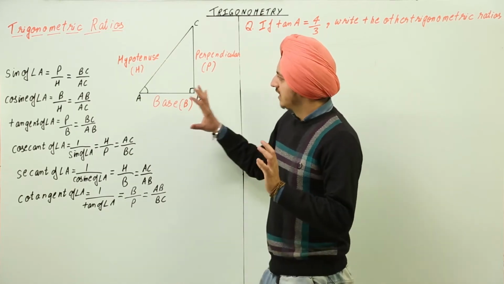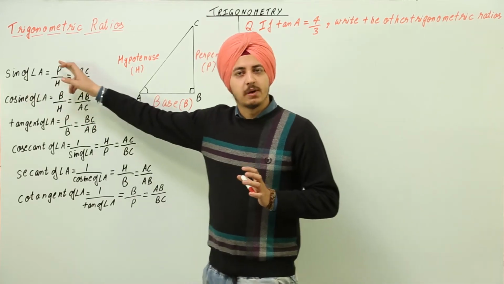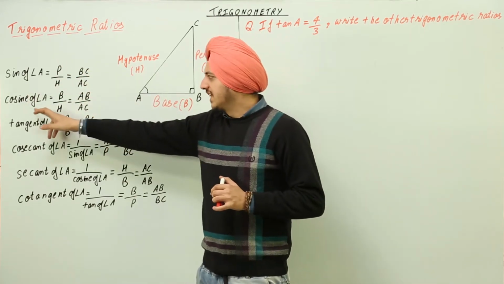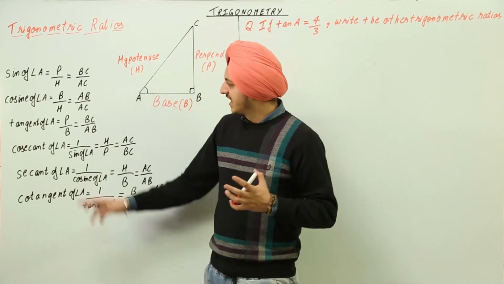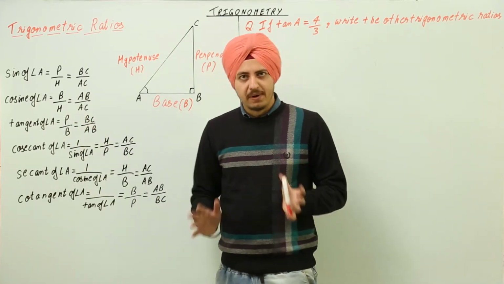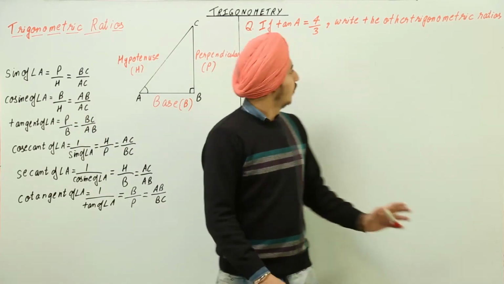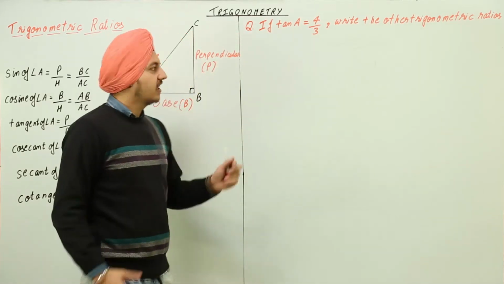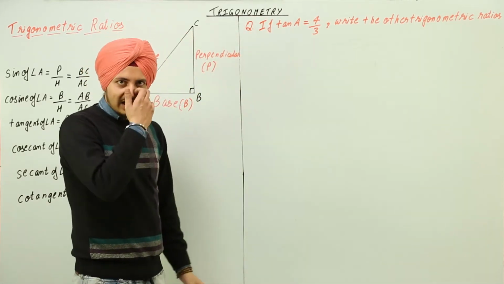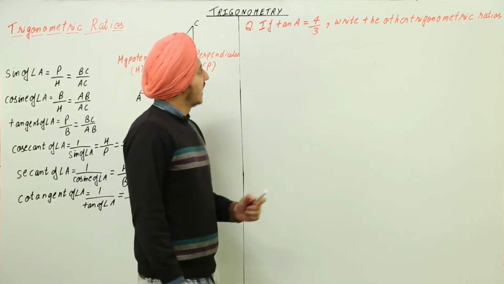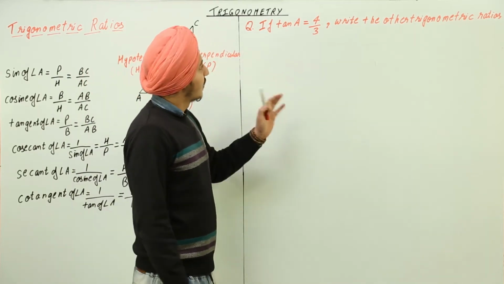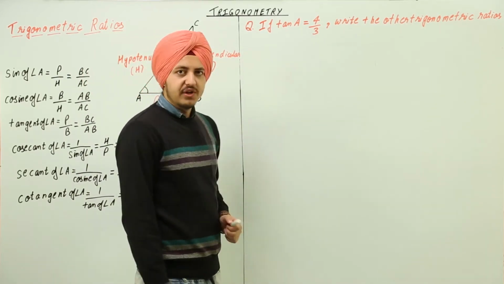Okay, so you just have to remember sine is perpendicular upon hypotenuse, cosine is base upon hypotenuse, and tangent is perpendicular upon base. When you remember this, we can solve questions. So over here, a very basic and the first question says, if tan of A is equal to 4 by 3, write the other trigonometric ratios.